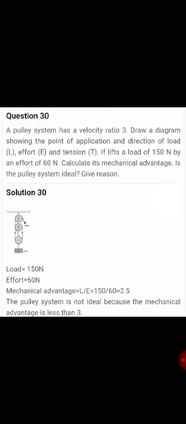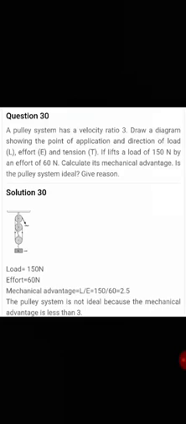Load is 150, your effort is 60. So your MA is load by effort. 150 by 60. So 15 by 6, it is 2.5. Now find VR. Now VR is straightforward, it is 3. Is it efficient? So find efficiency, MA by VR. MA is 2.5, your VR is 3. So 2.5 by 3 into 100, you will see that it is approximately 83%.